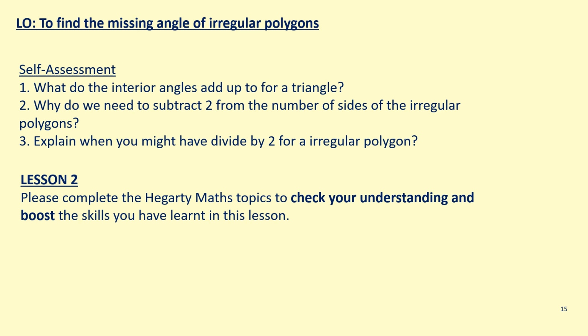Number 2, why do we need to subtract 2 from the number of sides for irregular polygons? Well, again, for that simple rule, when we split the irregular polygon into triangles, they all equal 180. And then we just use the number of sides, subtract 2, and that should equal the number of triangles that you have in that irregular polygon, okay? So just go over that to make sense of it. Make sure you know the number of triangles, and why we subtract 2 from the number of sides.